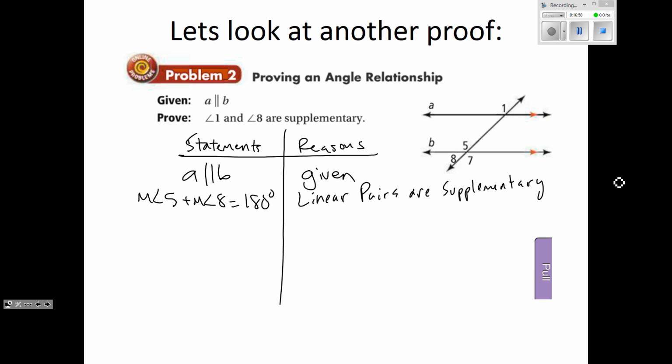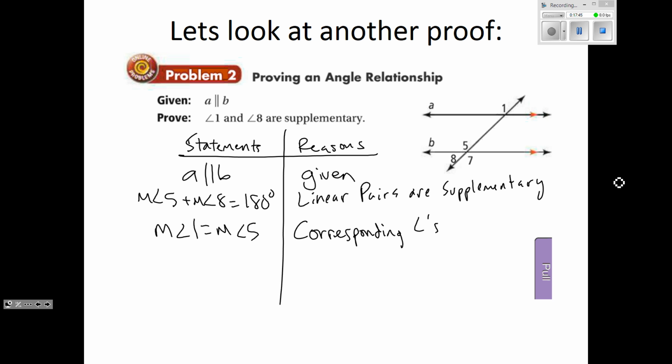Now, I'm also going to state in here, class, that the measure of angle 1 is equal to the measure of angle 5. Okay. What theorem am I using in order to say that? Corresponding angles, right? So I'll just put corresponding angles. Okay. Now, what can I do to this equation using this statement to get it so that I'm getting somewhere more productive? I'm trying to show that 1 and 8 are supplementary.